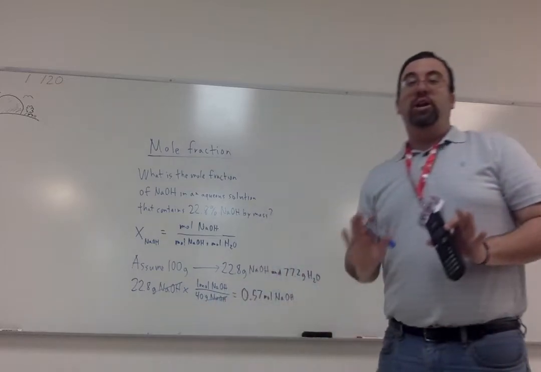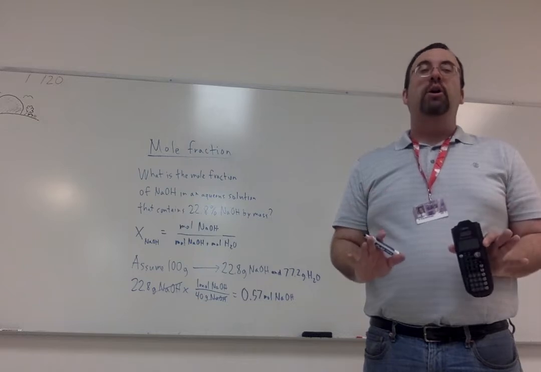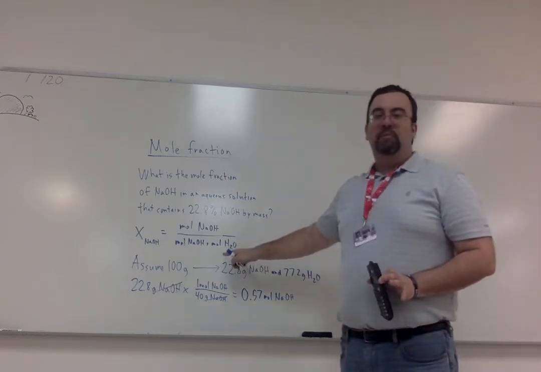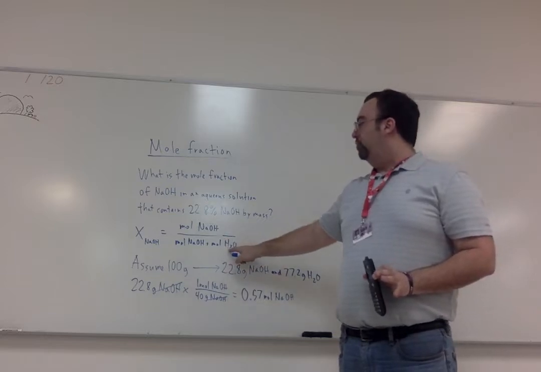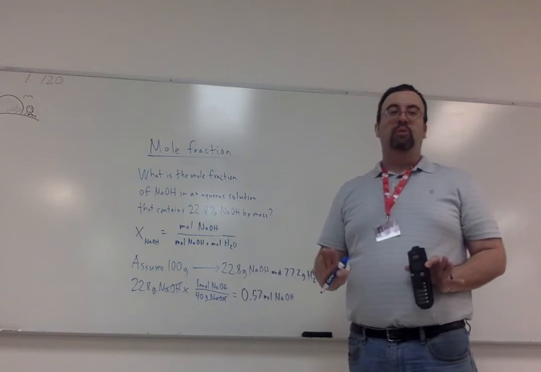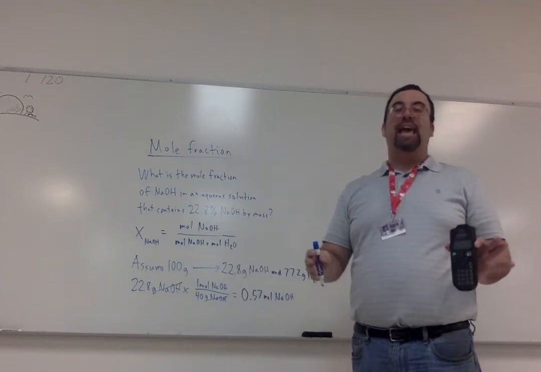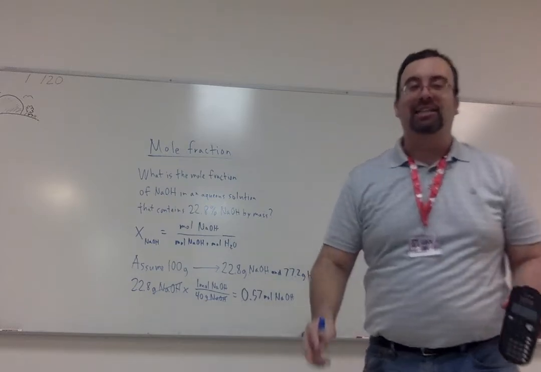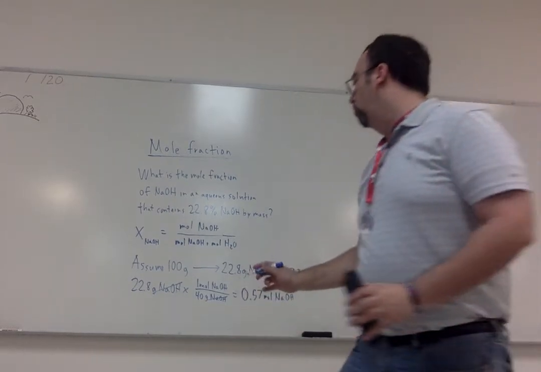All right. We need to do the same thing now with water. We need to know the molar mass of water. If you guys remember when we were doing the hydrates, we have 2 hydrogens, which are each 1 gram per mole. Oxygen is 16 grams per mole. 16 plus 2 is 18 grams per mole. So remember, the molar mass of water is 18 grams per mole.